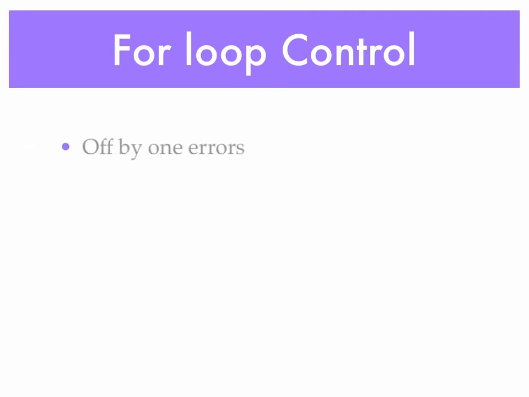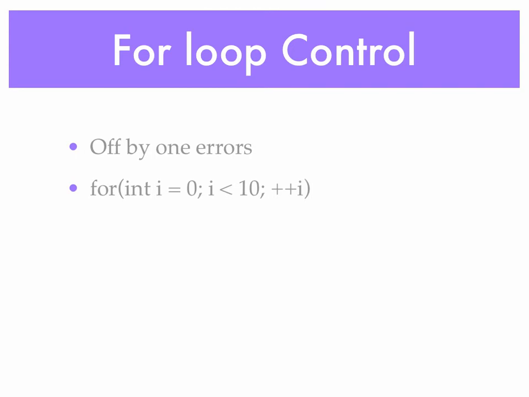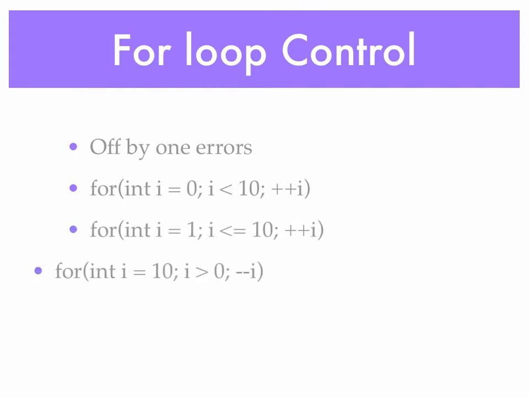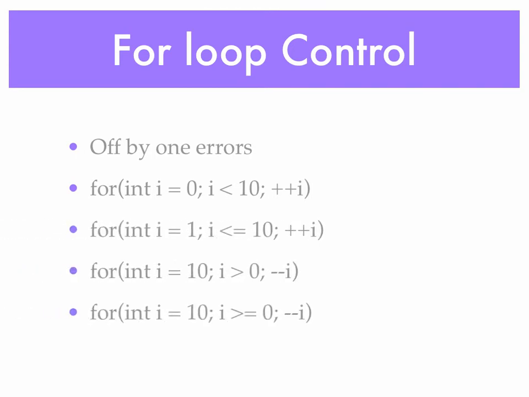So with the for loop, I can have off by 1 errors very easily. So here's 3 for loops. You notice the first one is for int i equals 0, as long as i is less than 10, and then plus plus i. Second, int i is equal to 1, i less than or equal to 10, plus plus i. The third, for int i equals 10, i greater than 0, minus minus i. And then for int i equals 10, i greater than or equal to 0, minus minus i.